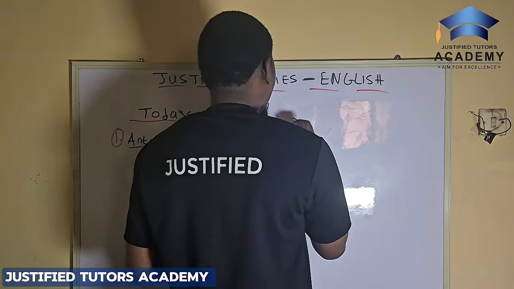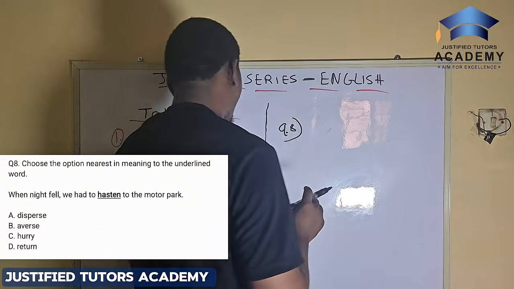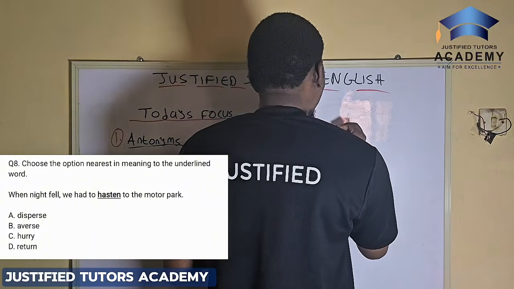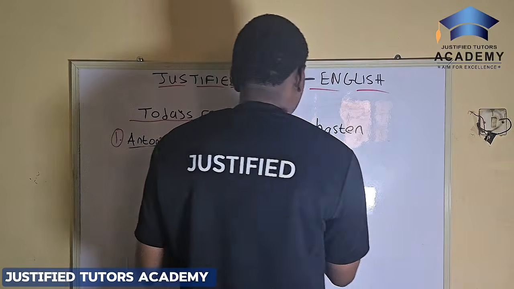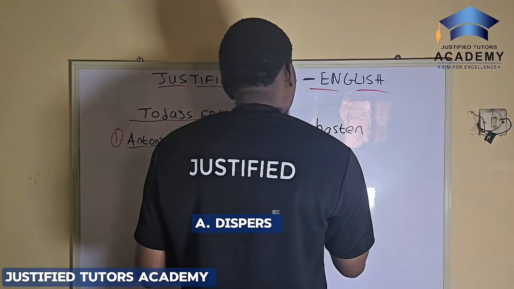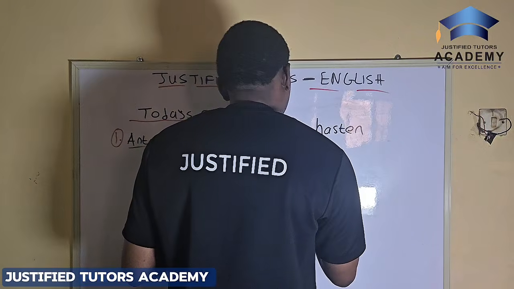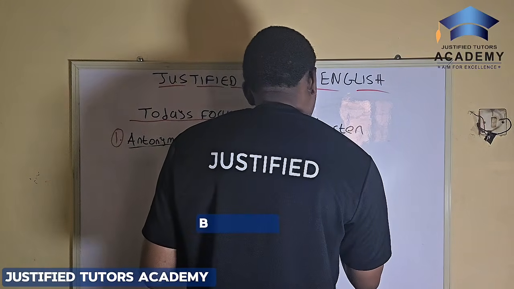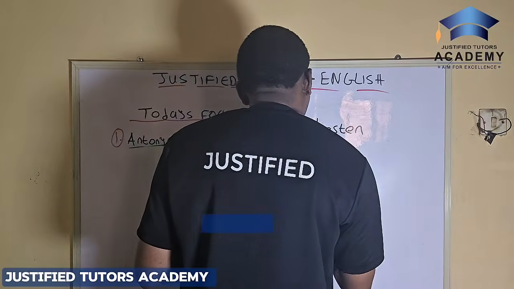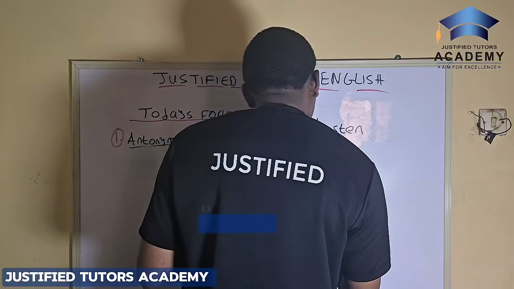Question 8. On your screen, answer it quickly. It says, choose the option nearest in meaning to the underlined word. Here, the underlined word is hasten. Option A here is disperse. Option B here is averse. Option C here is hurry. Option D is return.